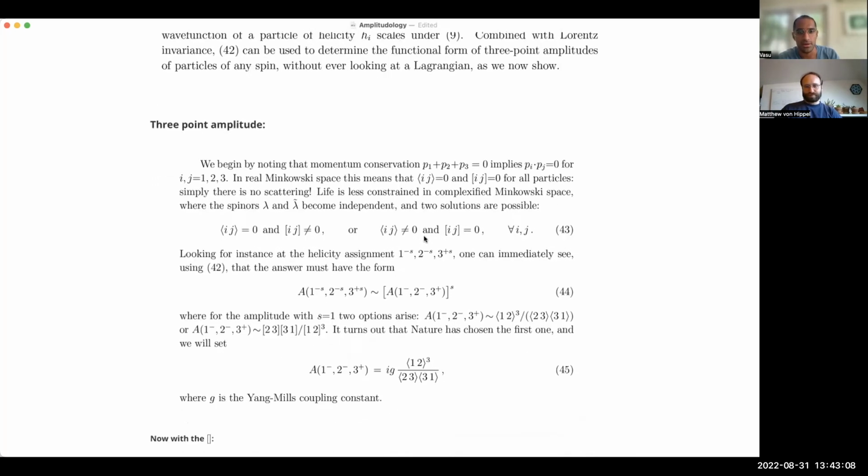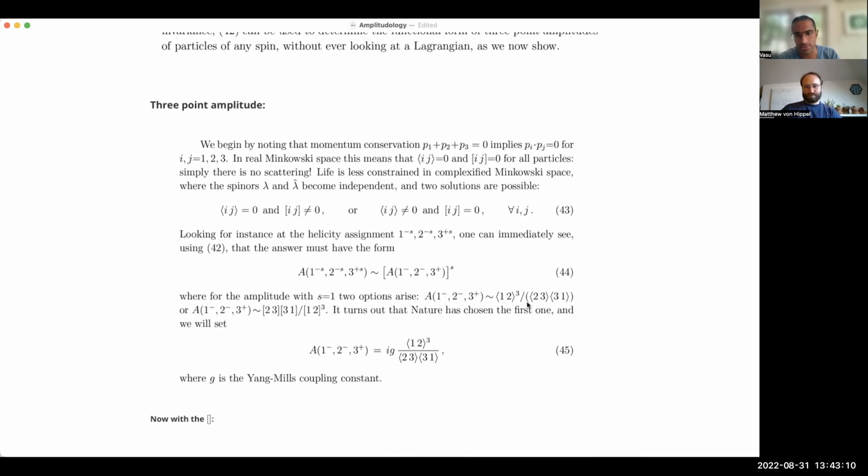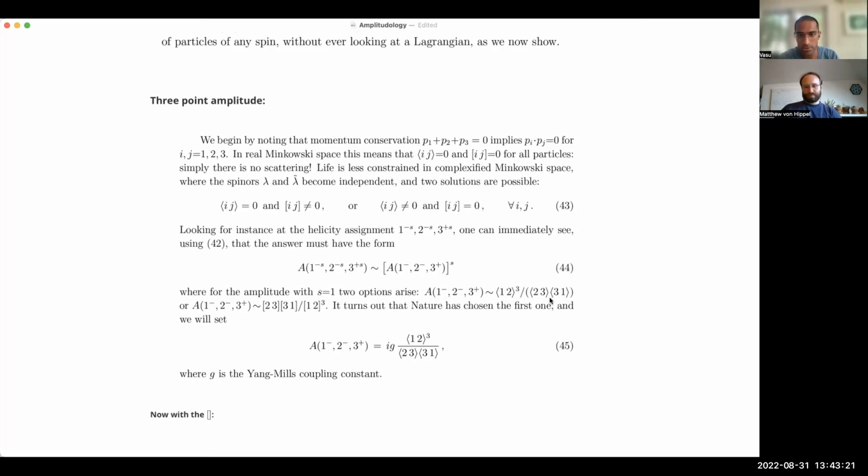So the simplest thing to do is just have the following: we have [12] cubed divided by [23][31]. So this satisfies the right scaling property. Or we do the same thing, but now with the angle brackets. For the same helicity assignment, that'll correspond to <23><31> divided by <12> cubed.